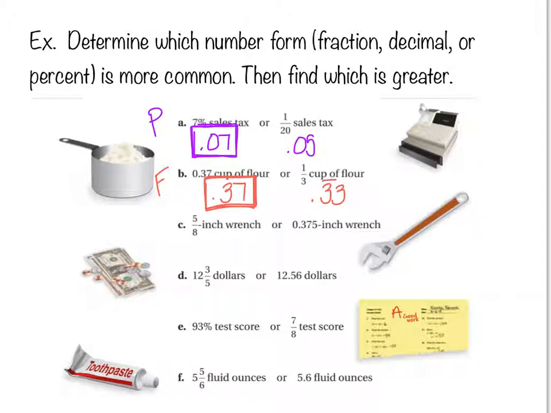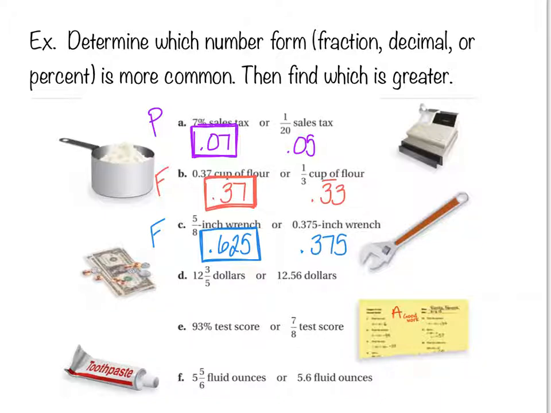For part C, it says a 5/8 inch wrench or a 0.375 inch wrench. Well, if you've worked with tools before, you know that wrenches are measured also in fractions. To see which one is bigger, we have to convert 5/8 into a decimal. 5 divided by 8, of course, is how you turn a fraction into a decimal, and that's going to be 0.625, which is bigger than 0.375. So a 5/8 wrench would be bigger. Again, fraction form is the most common way of seeing those.